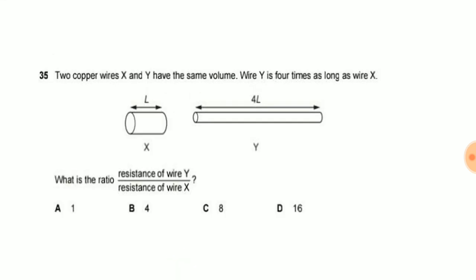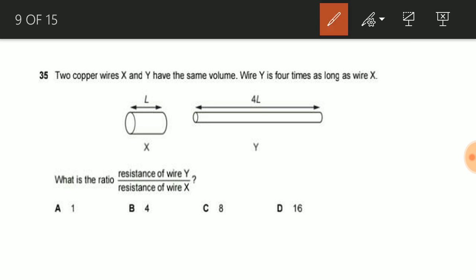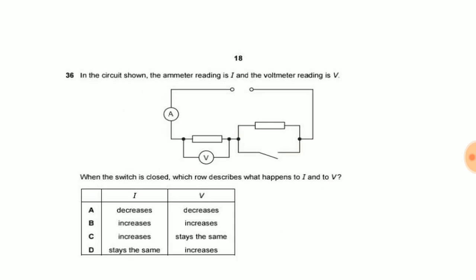Ry by Rx is 16, that is in our option choice D. So option choice D is the correct answer for this question number 35. Now let us see question number 36.